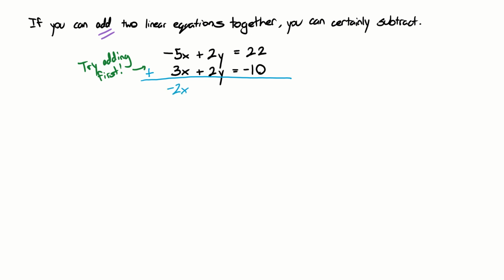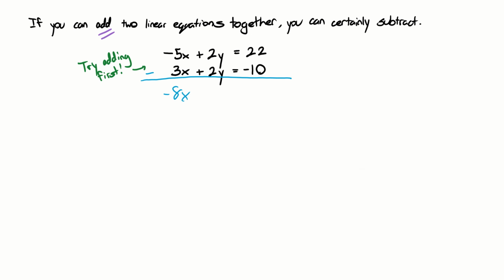No, I get negative 2x. And 2y plus 2y, if I add those together, do I get 0? No, I get 4y. And 22 plus negative 10, if I add those together, do I get 0? No, I don't. I get 12. So nothing eliminated when I added. Well, if addition didn't work, let's get rid of that, then maybe subtraction will. All right, so let's try this. Negative 5x, careful with this, negative 5x minus 3x. Negative 5x minus 3x, that's negative 8x.